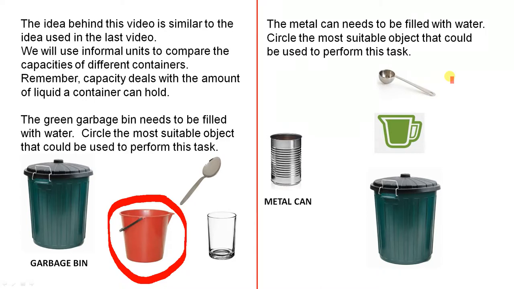The metal can needs to be filled with water. Circle the most suitable object that could be used to perform this task. So we need to put water in this can. This is clearly unsuitable. It's just too large. You would never use that. This one's a little bit too small. That one looks like a pretty good size there.